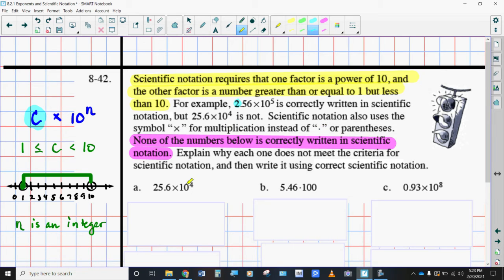I think that's to keep you, well, they did it right there. I guess I didn't even catch that. But they don't want you confusing the dot for the decimal portion in that leading factor. So none of the numbers below is written correctly in scientific notation.